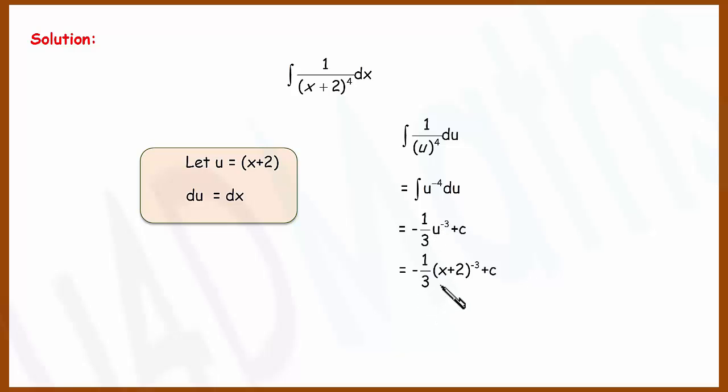So we resubstitute x plus 2 back into the equation for u. So we get minus 1 over 3 x plus 2 to the power of minus 3 plus c.